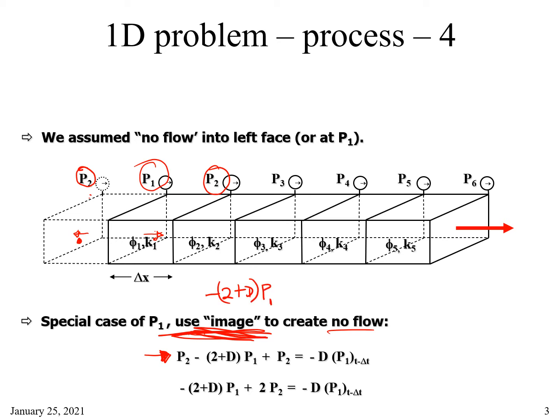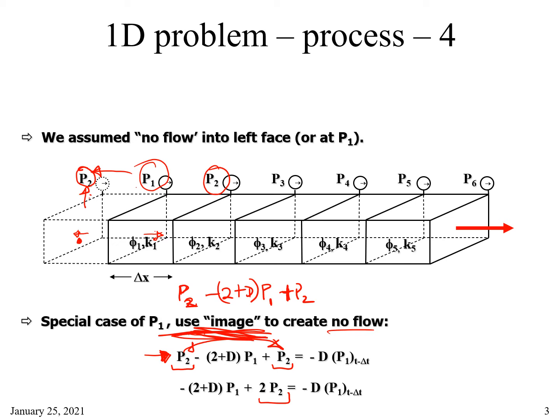It will be P1, right? Plus P2. This would have been P0, which does not exist, all right? But what is P0 going to be in this case? Using the image convention, it's going to be P2, so that it's symmetrical with that. So that's what you see here. That's why P2 shows up here and here. And now you can add those two pressures together, and it's 2P2. So this is the equation for P1.